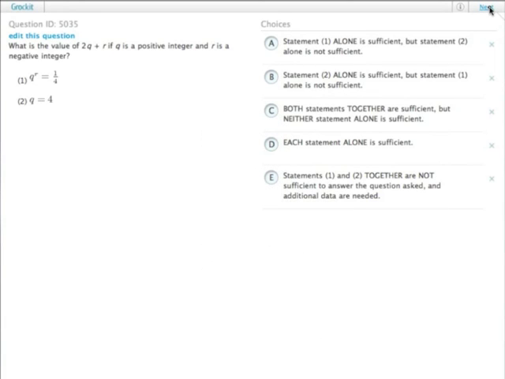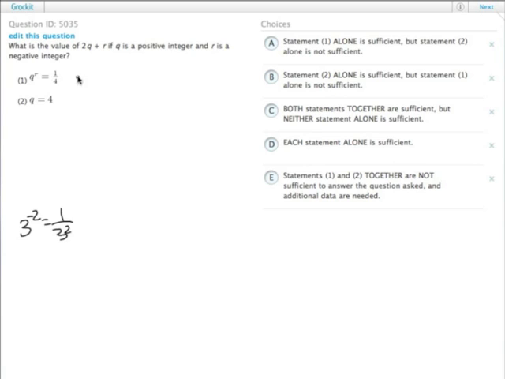So we need the value of 2q plus r if q is positive and r is negative. Statement 1 tells us that q to the r is 1/4. But remember, r is a negative integer. And remember that 3 to the negative 2 power is equal to 1 over 3 to the 2 power. Negative powers are not negative numbers, they're fractions.